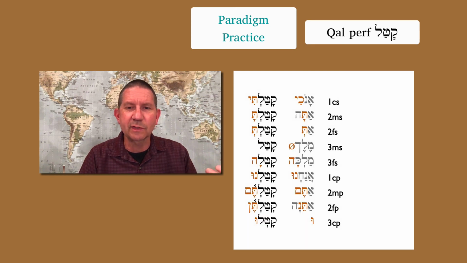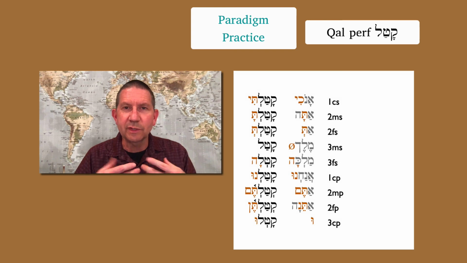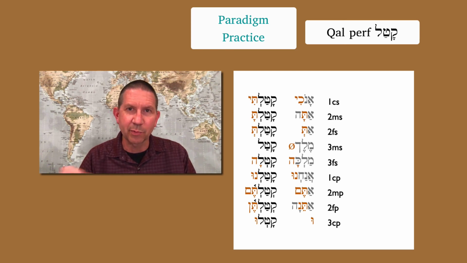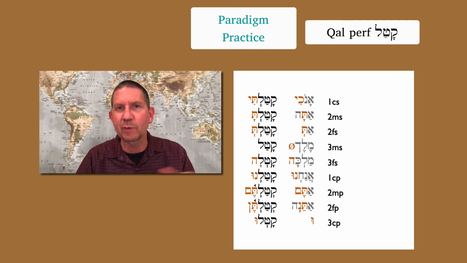And so let's just say those things together, using the pronoun to reinforce the ending on the perfect verb. Anoki katalti, ata katalta, at katalt, melek katal, right? Both of those have zero ending. Malka katala, anachnu katalnu, atem kataltem, atena katalten. And then third common plural is katalu. That u vowel on plural nouns has dropped away in Hebrew by the time we get to biblical Hebrew, so we're not used to it so much. But whenever we see u on the end of a verb, unless it's part of a pronominal suffix, that's always going to be a plural verb.